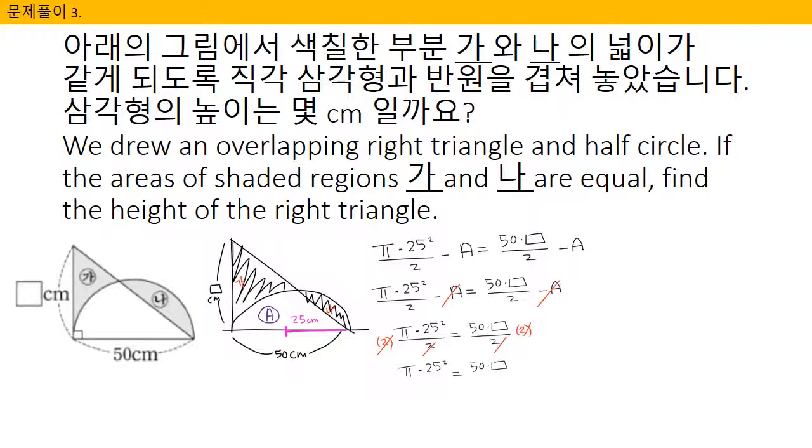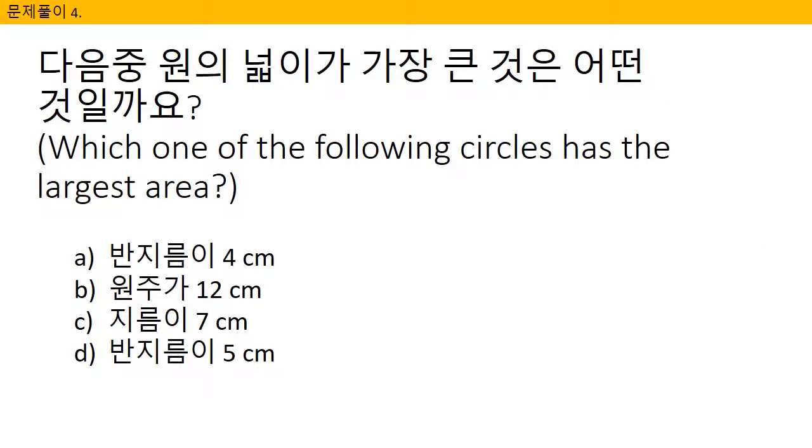And we put everything that's not height to one side, so we can isolate the height and find its value. So when we do this, we do pi times 25 squared divided by 50, and this gets us 39.27 centimeters. So the final answer of this problem is that the height of the right triangle is 39.27 centimeters.